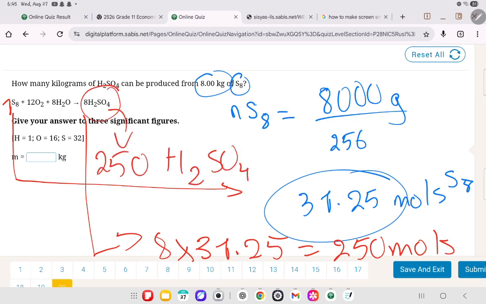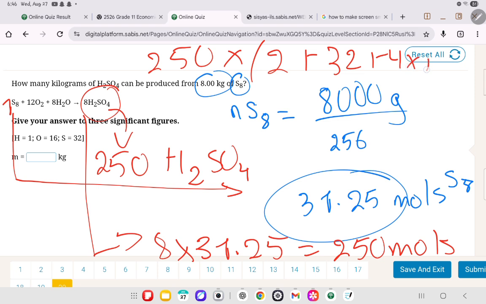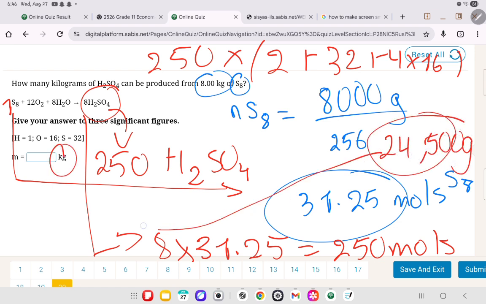Very simply, 250 multiplied by the molar mass. 250 times the molar mass of H2SO4. First of all, 2 plus 32 plus 4 times 16, right? So 2 plus 32 plus 4 times 16. And we will get an answer of what? Of 24,500. This is in grams, but do they need it in grams? No, they need it in kilograms. So we will divide by 1,000, and what answer we will get? We will get 24.5 kg.